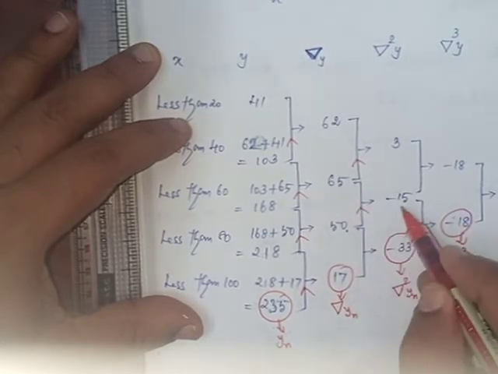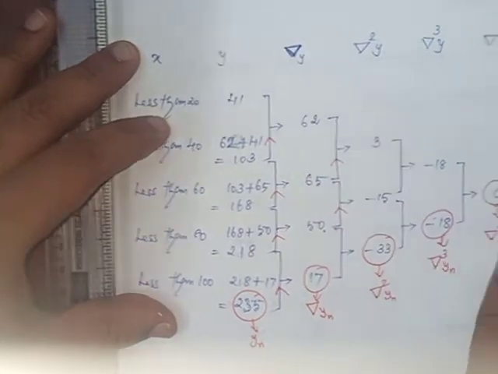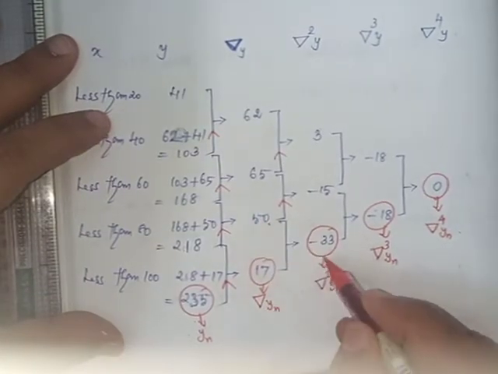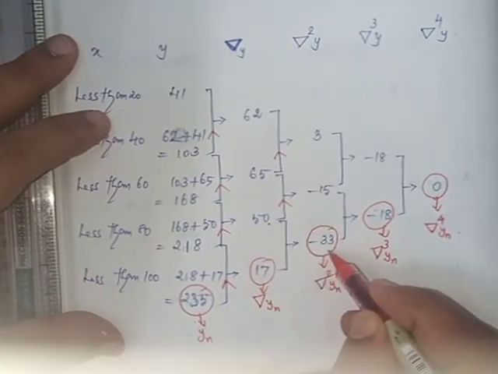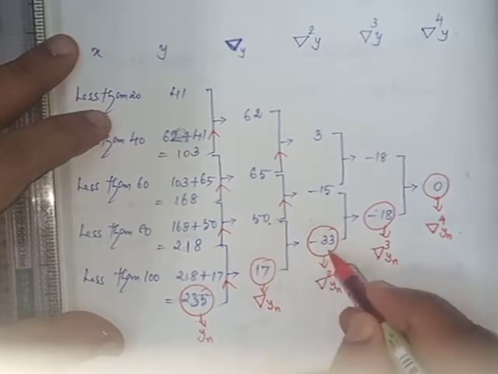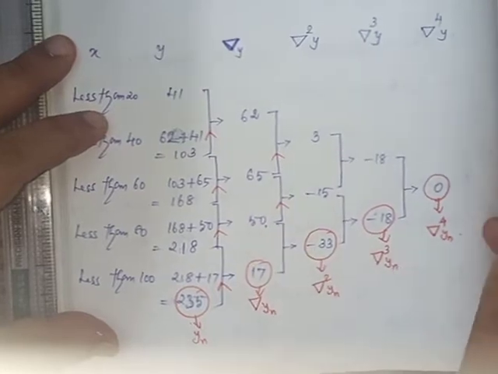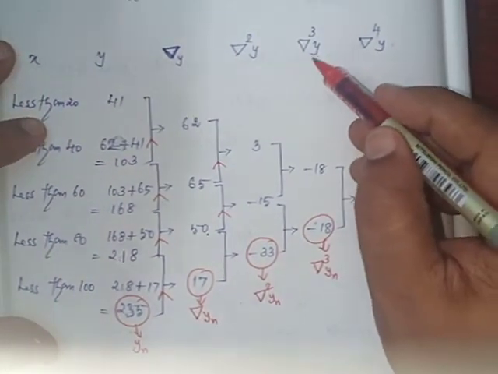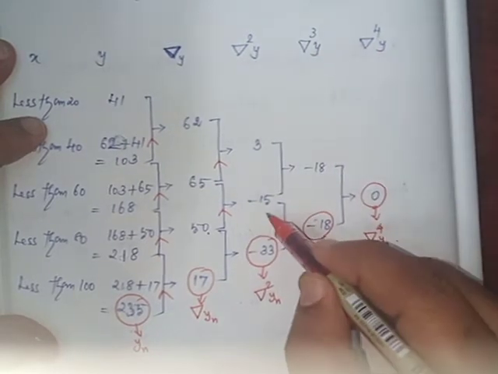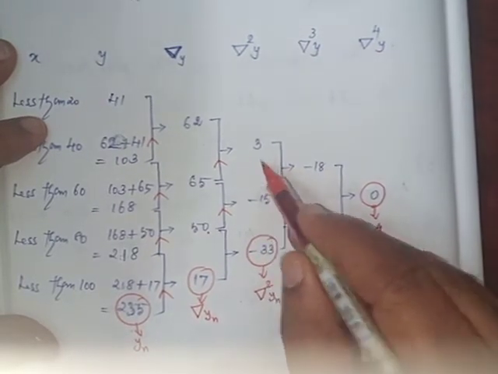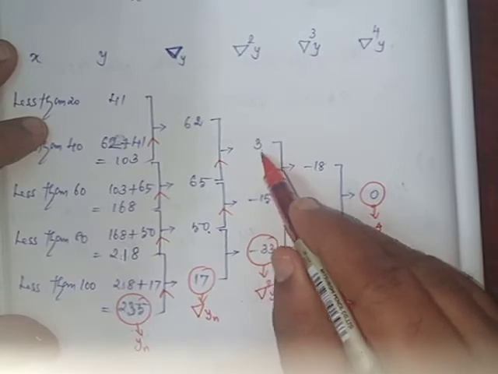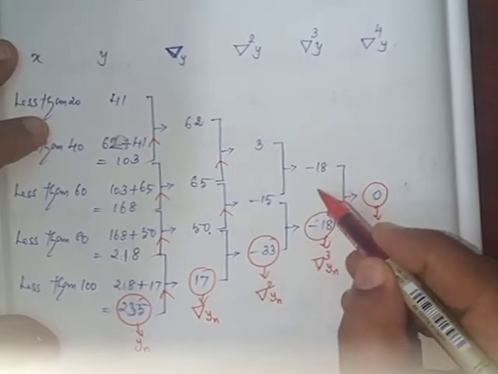50 minus 65, that is equal to minus 15, then 17 minus 50, that is equal to minus 33. Next, Δ³y is equal to minus 15 minus 3. Minus 15 minus 3, you have to subtract. So minus 15 minus 3 equals minus 18.